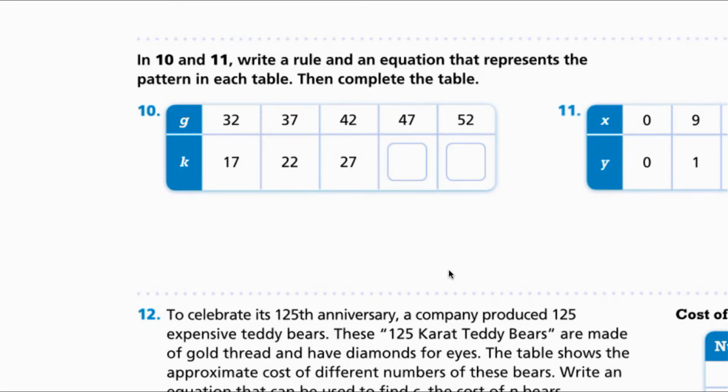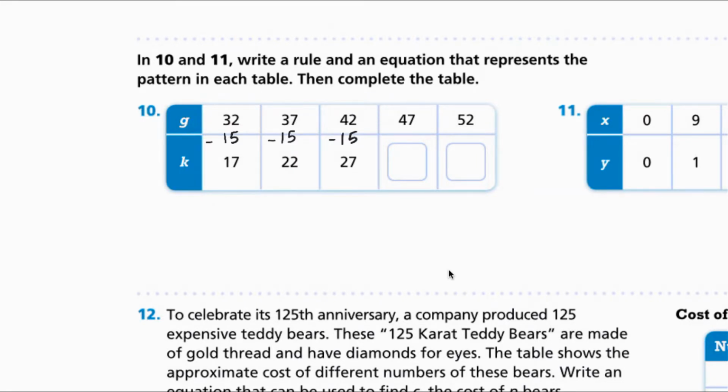So let's see. What I need to do is look at 32 to 17. How am I getting from 17 to 32 or 32 to 17? Well, I know it's going down. The value is going down, so I could try to subtract. I know the missing value in here would be 15. I'm going to try it in the next section. Is 37 minus 15 22? Yep. Can I try it here? That works also. 42 minus 15 is 27. So I've found my rule. I see that I'm going to subtract 15 from my g value to get my k value.